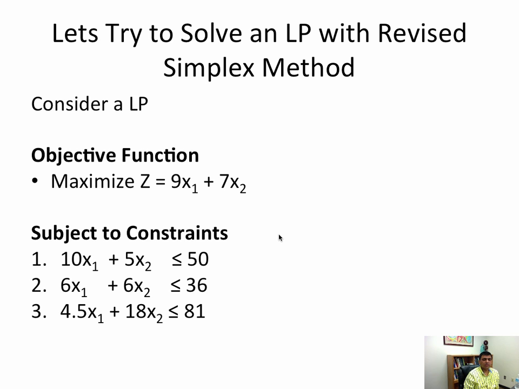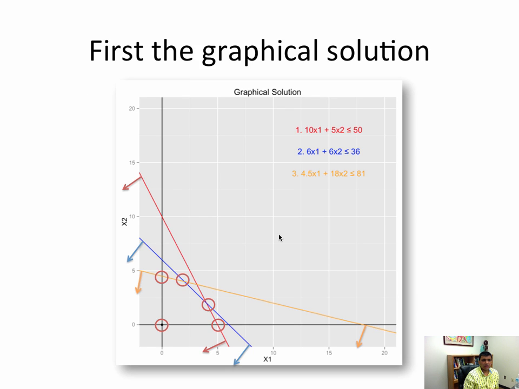We'll pick up an example to learn the revised simplex method. So consider an LP. We are asked to maximize z equals 9x1 plus 7x2. The constraints are 10x1 plus 5x2 less than or equal to 50, 6x1 plus 6x2 less than or equal to 36, 4.5x1 plus 18x2 less than or equal to 81. And here is the graphical solution.